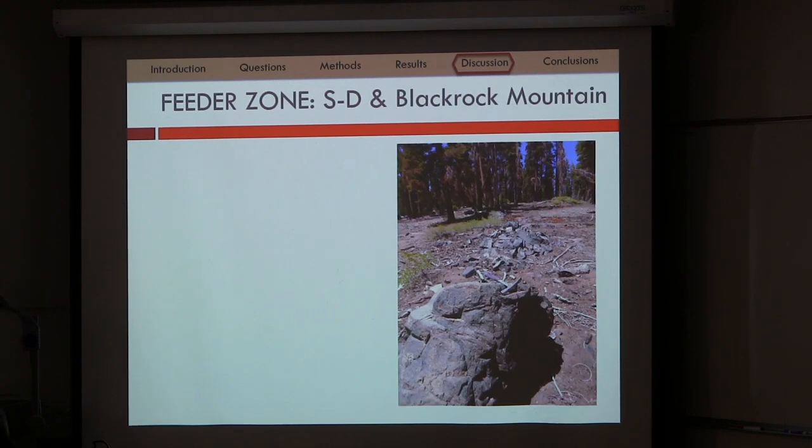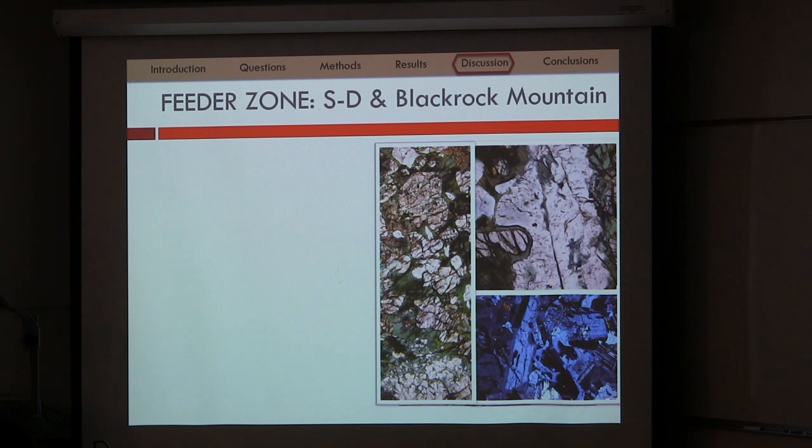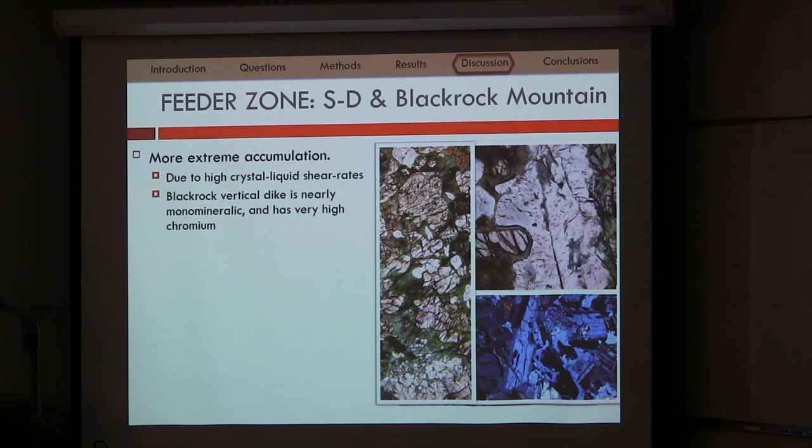So our feeder zone here, firstly, this is the Black Rock Mountain dike. It is a vertical dike, and it had a felsic pod within it that we were able to date. We got about 148 million years off of that. And so at SD and at Black Rock Mountain, we note much more extreme accumulation than at other sites that we have. And so the way that we mark extreme accumulation is a greater loss of intercumulus liquid.